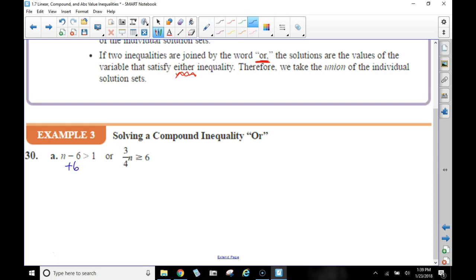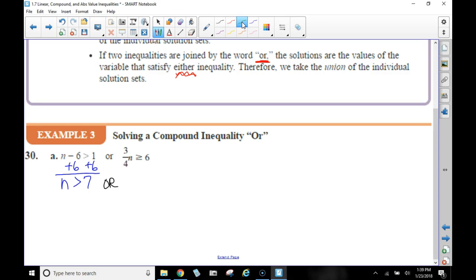Okay, so I'm going to add 6 to both sides. And so n is going to be greater than 7. Bring down that important word in there, or, and now do a little bit of algebra to solve the other one. Okay? To get the 3/4 off of being multiplied by n, I can divide both sides by 3/4.